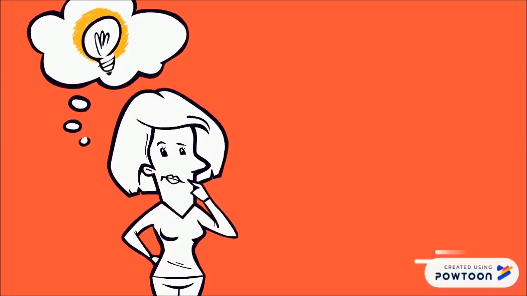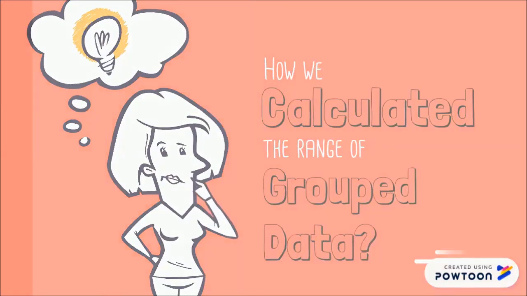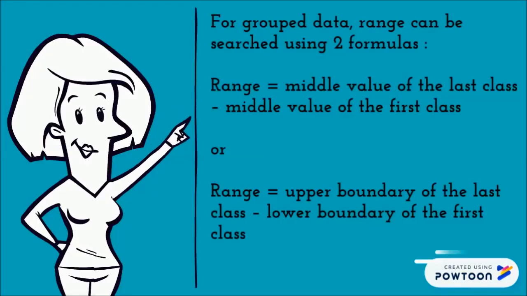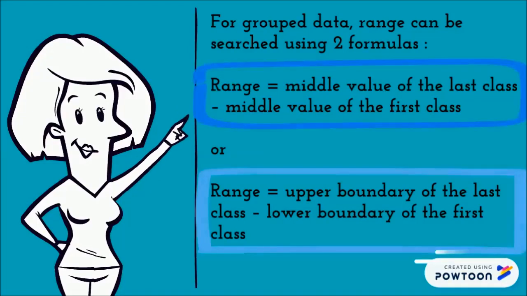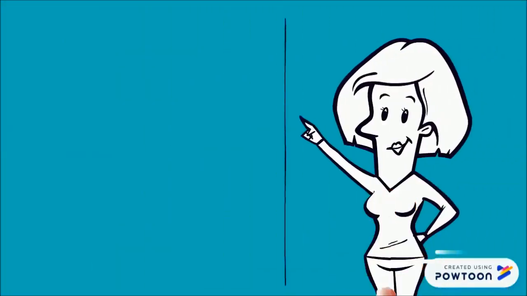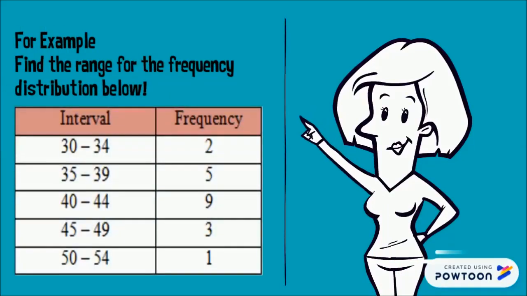So, how do we calculate the range of group data? For group data, range can be found using two formulas. First, using the middle value, and second, using the upper boundary and lower boundary. For example, find the range for the frequency distribution below.